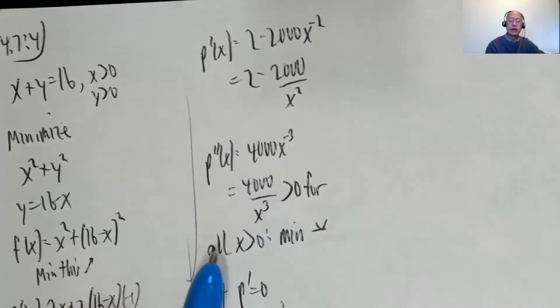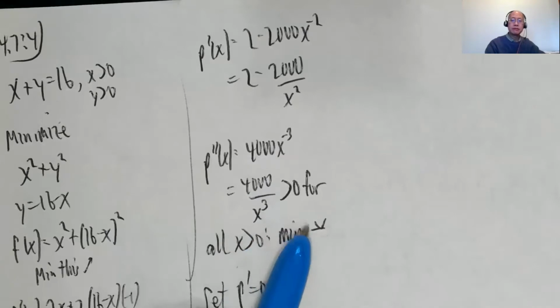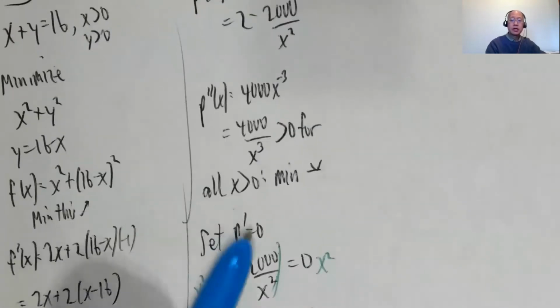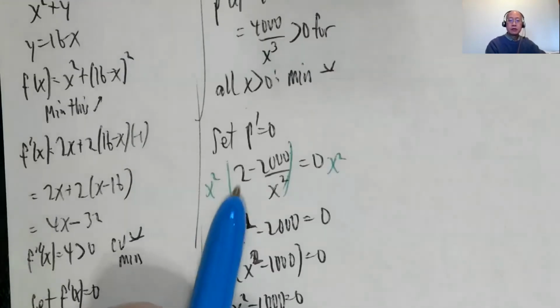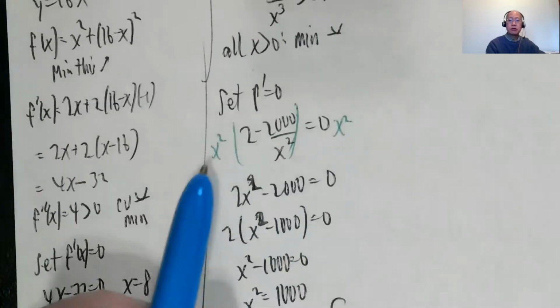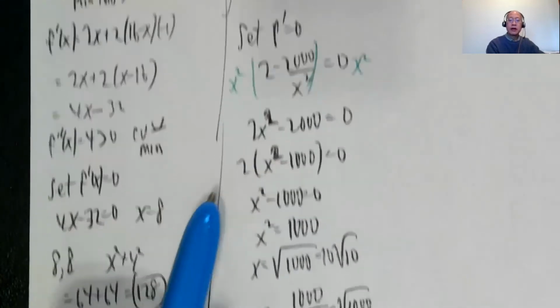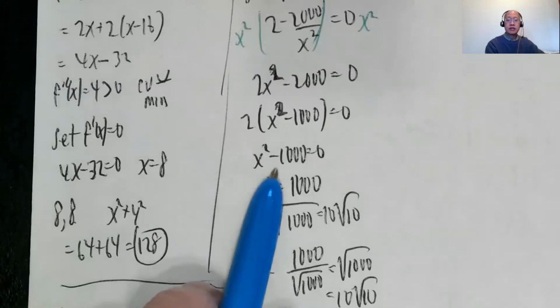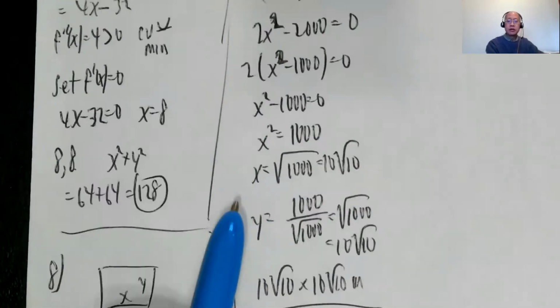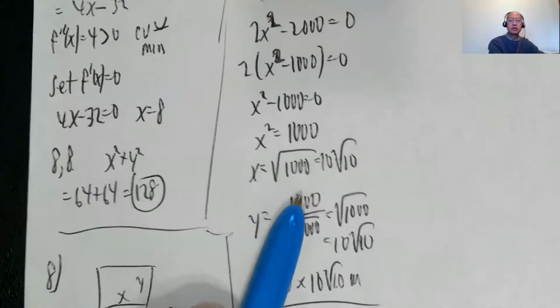That's greater than 0 for all x greater than 0, which means we will have a minimum at a critical point. So I set p prime equal to 0. 2 minus 2,000 over x squared equals 0. Multiply both sides by x squared. Factor out a 2. X squared minus 1,000 is 0. X squared is 1,000. So x is the square root of 1,000 or 10 radical 10.